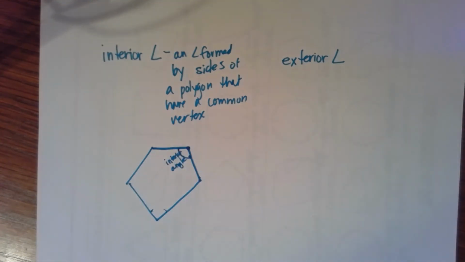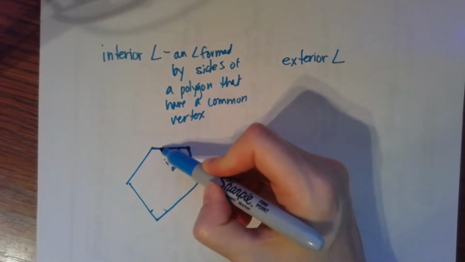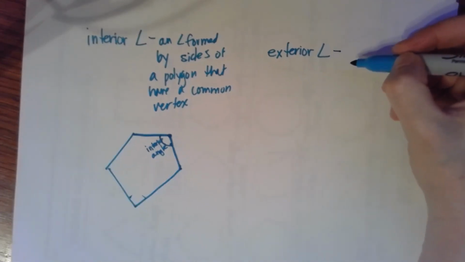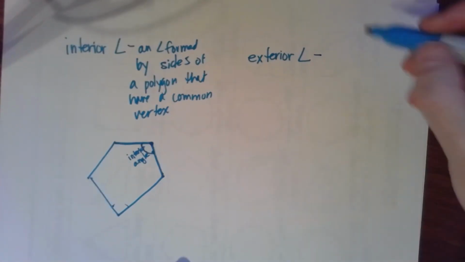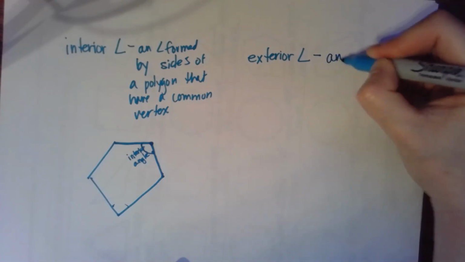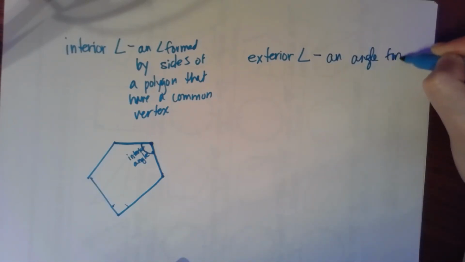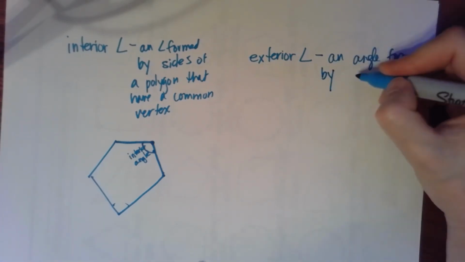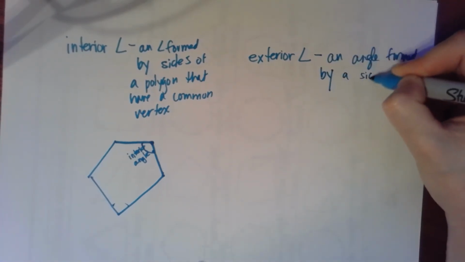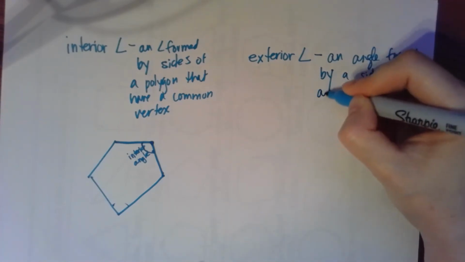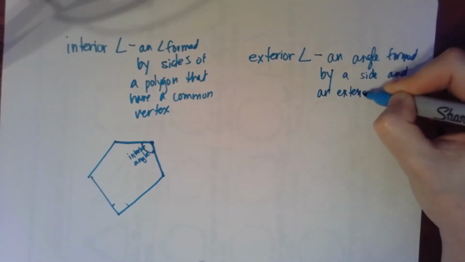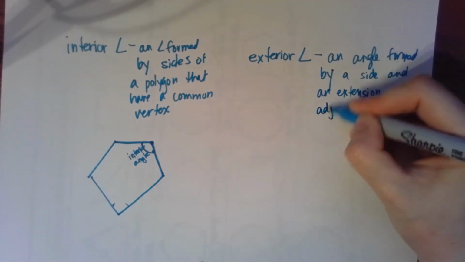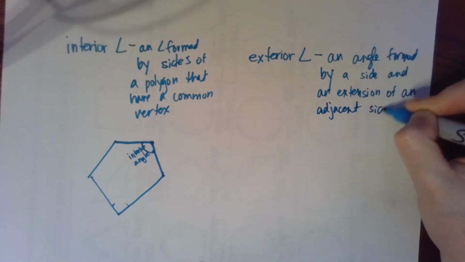Okay, now exterior angle, you might be tempted to think is just the angle made by the sides on the outside, but that's not actually what it is. Okay, so the exterior angle is an angle formed by a side and an extension of an adjacent side. So let's look at what that means.